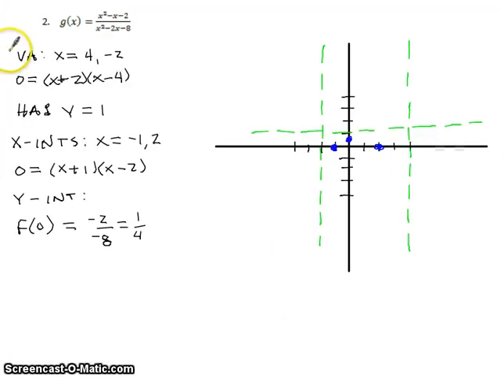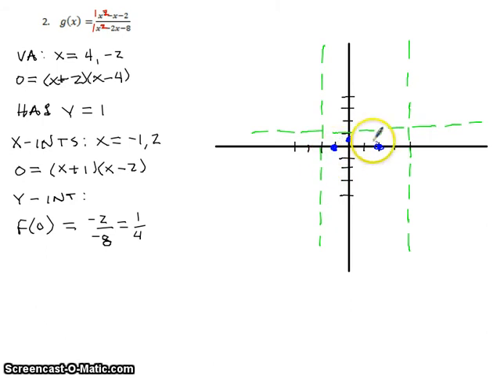Okay, so in problem 2 here, we have vertical asymptotes at 4 and negative 2 because that's where we have division by 0. The horizontal asymptote is equal to 1 because the degrees in the numerator and denominator are the same, and so we divide the leading coefficients and we get 1 over 1, which is 1. So we have a horizontal asymptote at 1. The x-intercepts occur at the zeros of the numerator, and the y-intercept is when x is equal to 0, we have 1/4. So I have everything plotted for us.